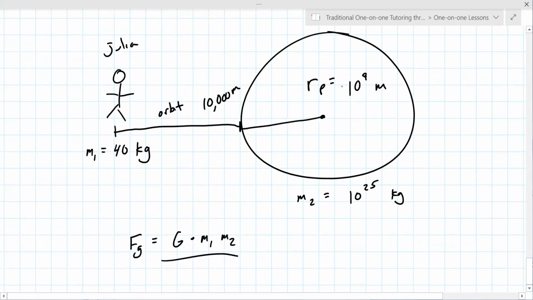10,000 meters? Well, that's to the surface, but you have to go right to the center. You have the radius of the planet, so right to the center is 10 to the 9th meters. Oh, okay. So you add them up. Yeah. So it's the distance squared. Yes, you have that. So go ahead and put these numbers into your equation and tell me what you end up with.